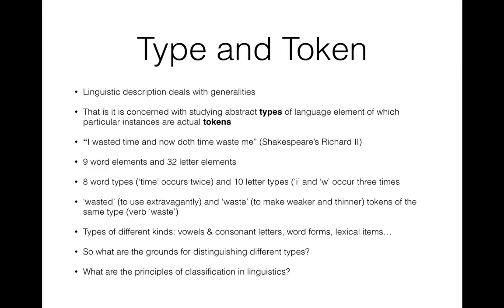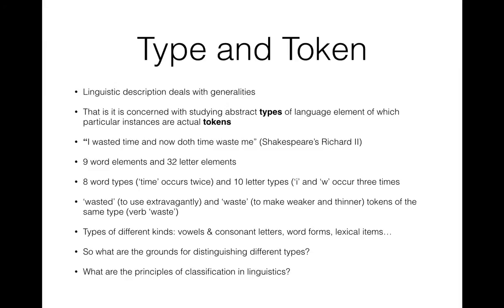If you count these repeated words and repeated sound elements as one, you will finish with something like eight words, or eight word types. Those are the types, the generalities. And then they can manifest themselves in different ways. You can repeat one type in different ways. Like time here is repeated twice, occurs twice.